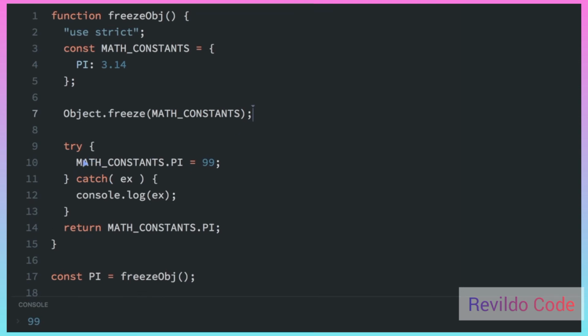So when it tries to change mathConstants.pi here, it's not going to work. And it's going to go into this catch block and it's going to log out the error or the exception. So let me run that and you'll see TypeError: cannot assign to read-only property pi of object. So we had an error. And we can see here that pi stays the same at 3.14.